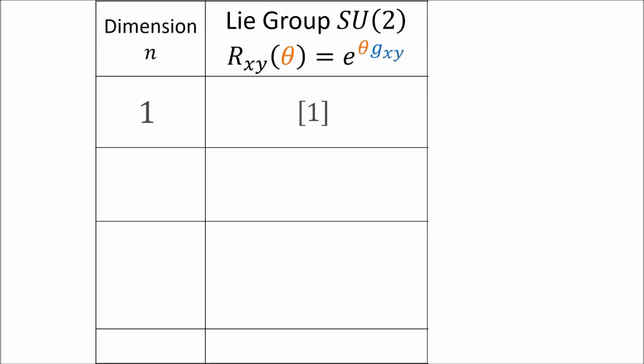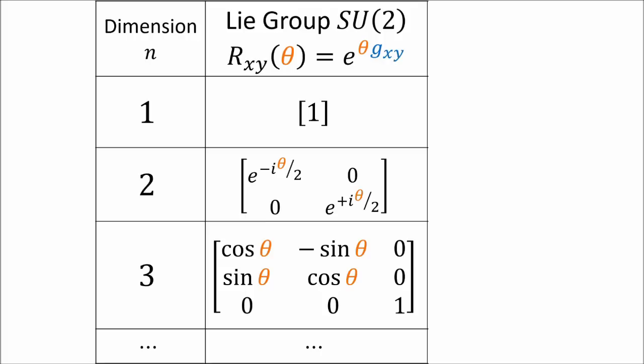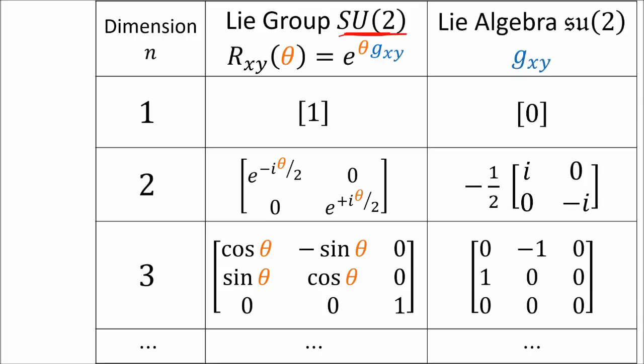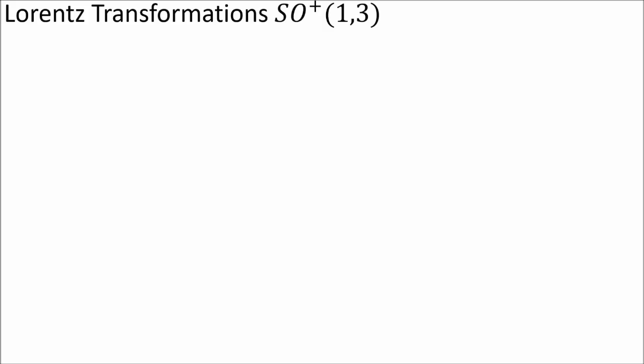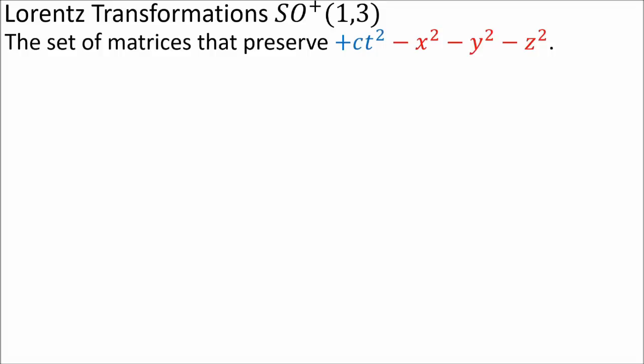These sets of rotation matrices of different sizes are called representations of the Lie group SU2, and their generators are representations of the Lie algebra SU2. In previous videos, we found that there was one representation of SU2 per dimension n, which can also be labeled by the spin number j, which equals the dimension minus 1 divided by 2. Now we want to move to space-time, where Lorentz transformations keep the space-time metric constant.